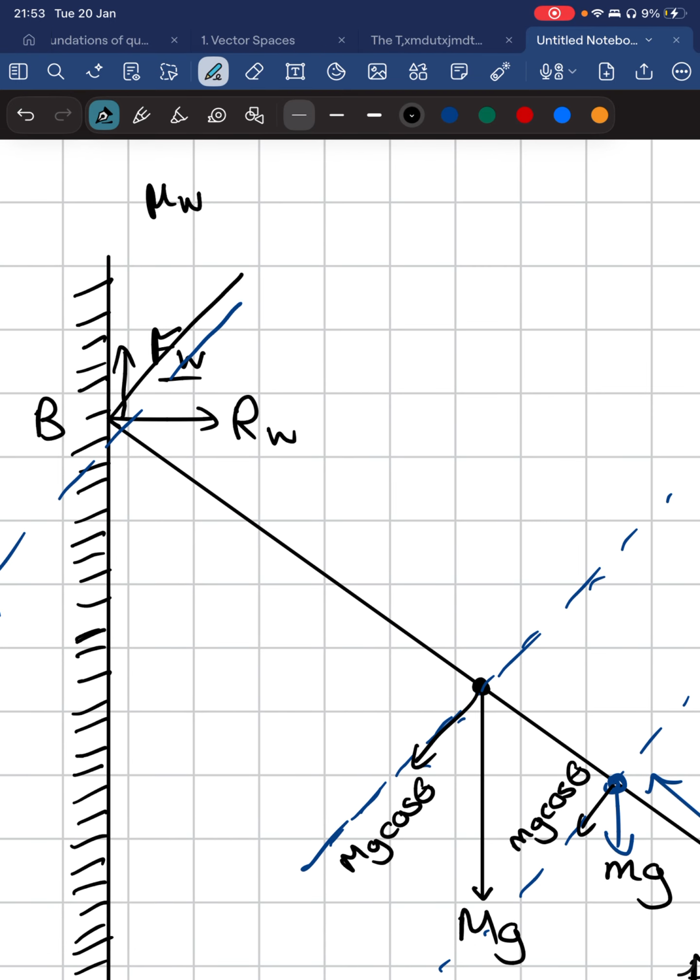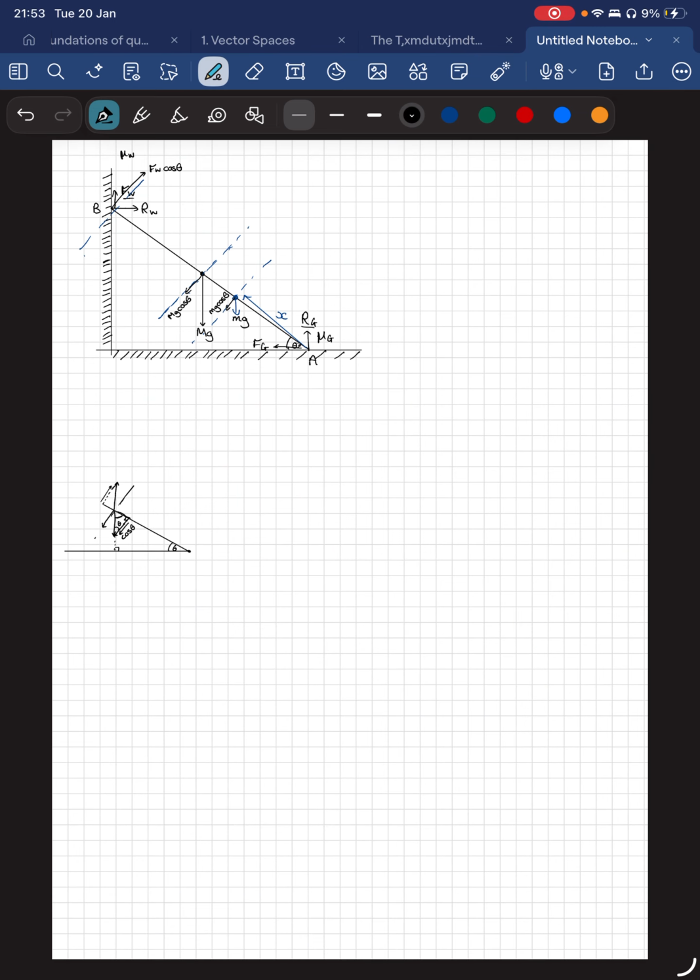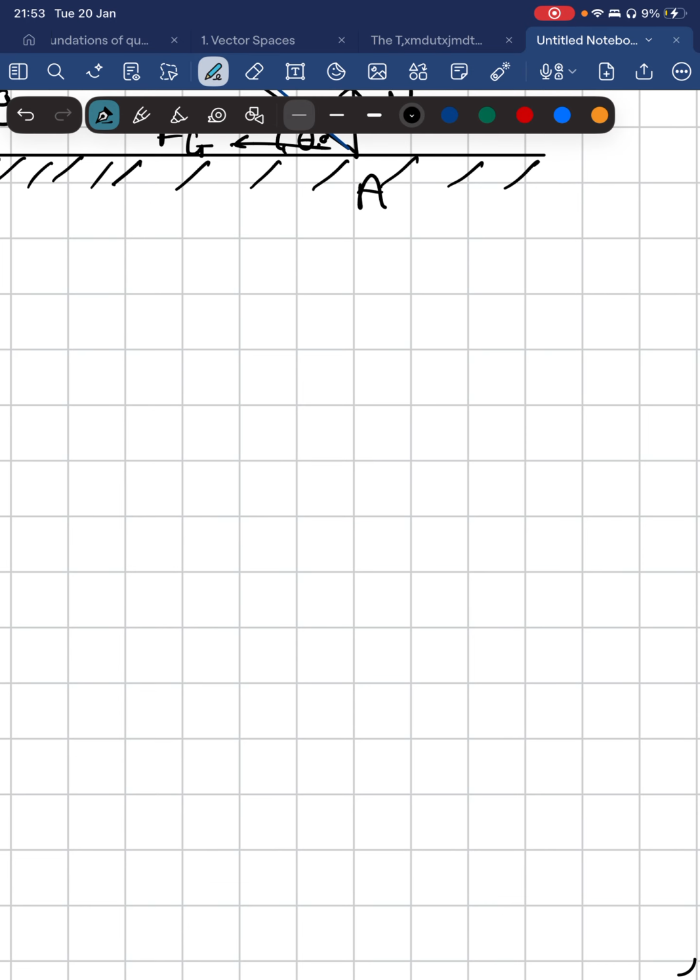So we're going to have a force there, which is Fw cos theta. And then the reaction force at the wall is going to be slightly different. So let's consider that independently. So I've got it acting out this way.